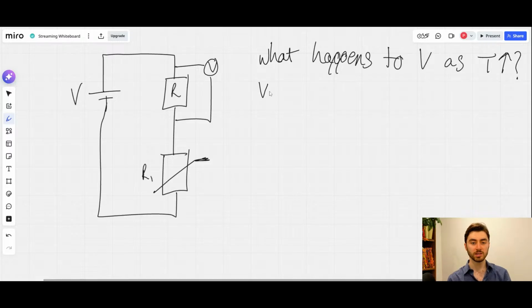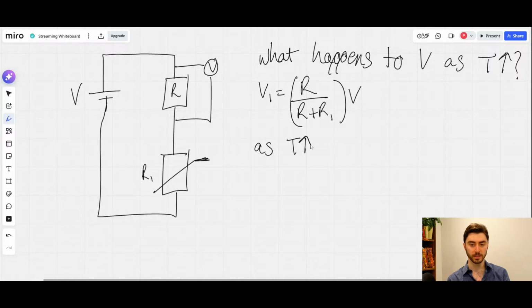What we know is this initial voltage splits in proportion to resistance. So the fraction of the total resistance that R is will be the same as the fraction of the total voltage it receives. So this fraction R over the R total, which is R plus R1, that is the fraction of the total resistance it is, and it will be that same fraction of V. That will be V1.